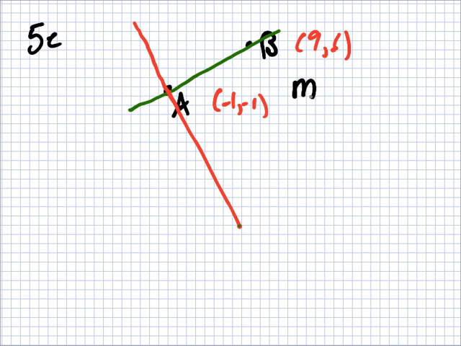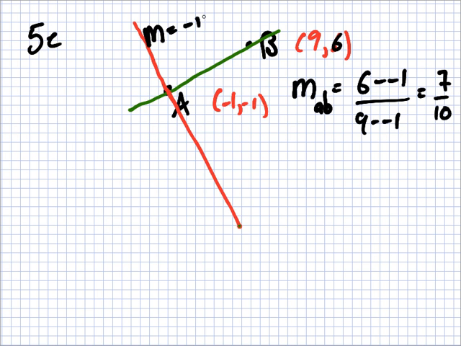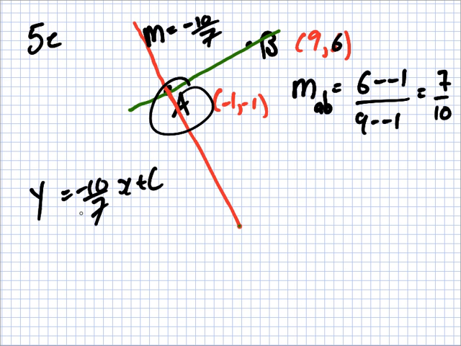So the slope between A and B is 6 minus -1 over 9 minus -1. Yeah? 7 over 10. So what's the slope of this line? Minus 10 over 7. So we have y equals -10/7 x plus c. And you have (-1, -1). Now I can only use A. Minus 1 equals 10 over 7 plus c. So c is minus 17 over 7? Yes.